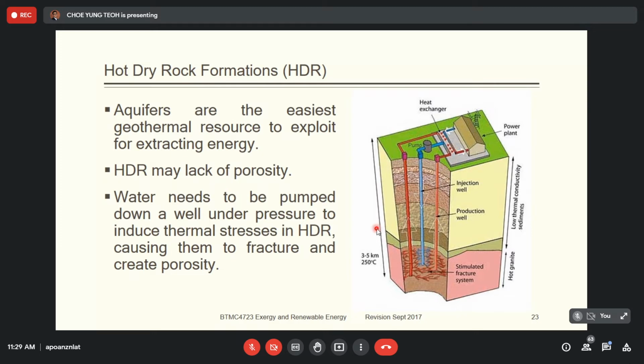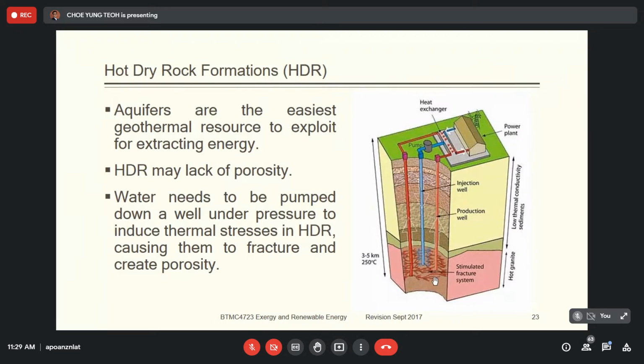So you have very hot rock, but there's no water. For this case, you need to supply the water. You cannot use water from underground. You need to supply the water at very high pressure at the first time, to stimulate cracks. Why do you need to stimulate cracks? You need to increase the total contact area between the water and the hot rock. So you use a high pressure water pump underground and induce thermal stress and cause the rock to fracture and create porosity. Mainly it is to create a crack, not really to create a hole.